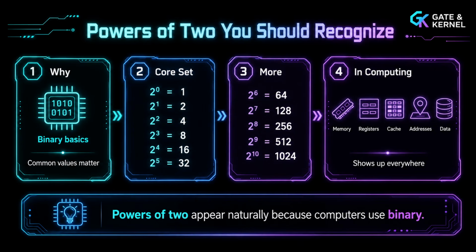Chapter 9. Powers of 2 you should recognize. You do not need to memorize huge binary numbers, but common powers of 2 are worth recognizing. They begin with 1, 2, 4, 8, 16, 32, 64, 128, 256, 512, and 1024. You will see these values repeatedly in computer architecture because they appear naturally in binary systems.